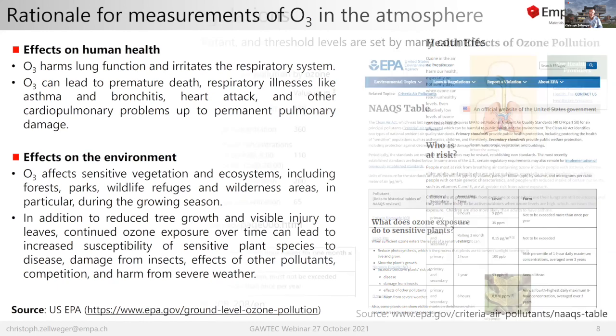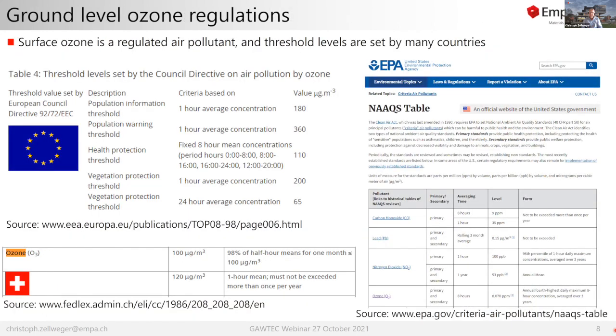And because it is harmful, it's also a regulated air pollutant, and there are threshold levels set by many countries. Here just an overview of a few of them. For example, the US EPA has an 8-hour standard of 0.07 ppm for ozone.